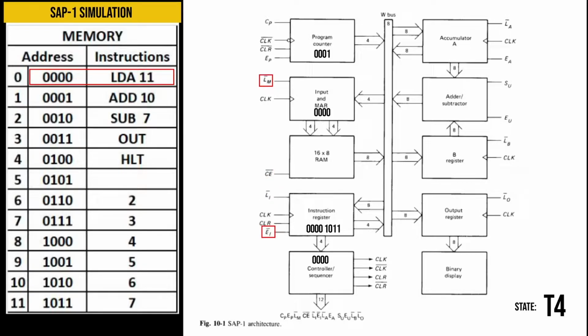For T4, the active pins will be enable instruction register and the LM for the input and MAR. So the lower nibble will go to the W bus and then go to the input and MAR. Then give its 8-bit value.